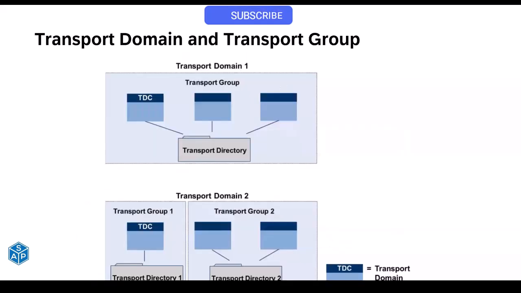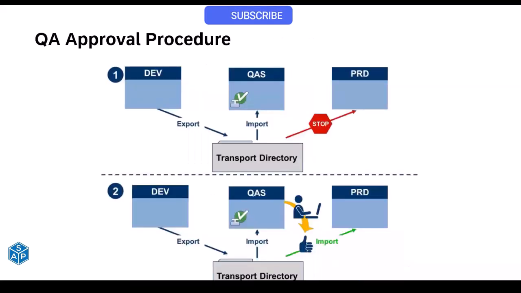Transport domain and transport group. We'll take up these topics later because it will be too confusing if I take it now. This is the queue approval procedure which I just told you. When you release the TR from the development system, the co-files and data files are created in the transport directory, and in the quality system, you can import.